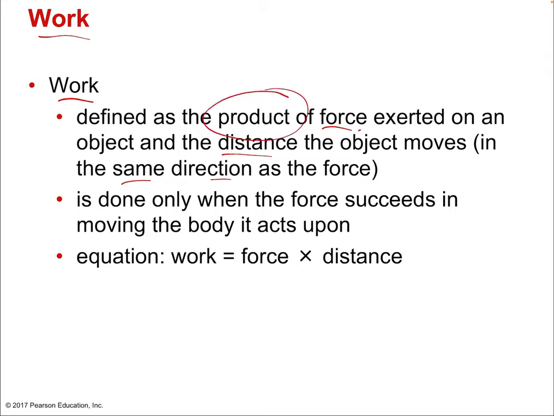That was impulse, right? Impulse was force times time. So work is force times distance, okay? That's it, all right? So it's done only when the force succeeds in moving the body. So if there's no distance, then there's no work, okay? All right, and as an equation, it's work equals force times distance. So work, W, right, makes more sense than J for impulse, right? And W equals force times distance D.